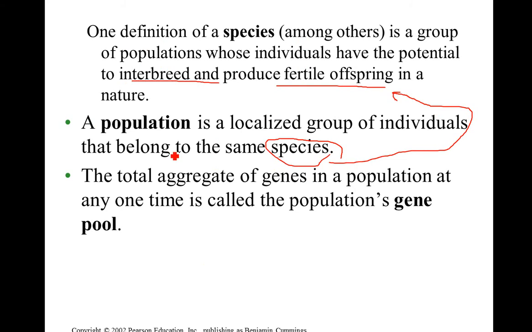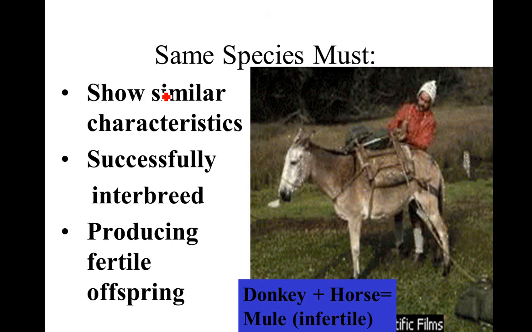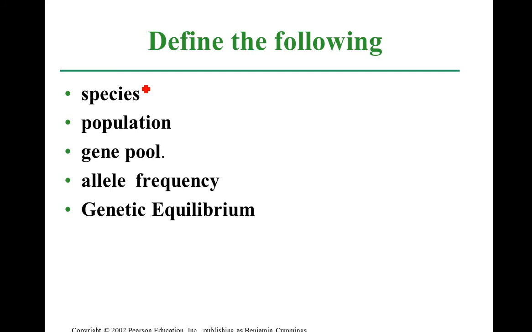I put gene pool here. The total aggregate of the genes in a population at any one time is called the gene pool, but I have a simpler definition. Here's gene pool, and it's probably easier just to view it like that: all the genes in a population. Which means we have to know what a population is. So if we go back and look at our list, we've defined species and gene pool, but we need to see how population works toward our best definition of evolution.